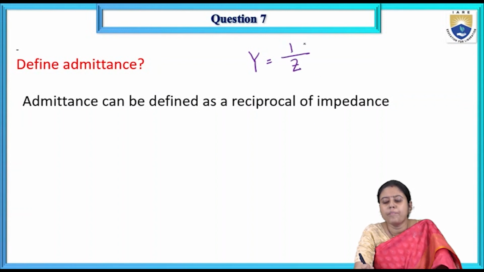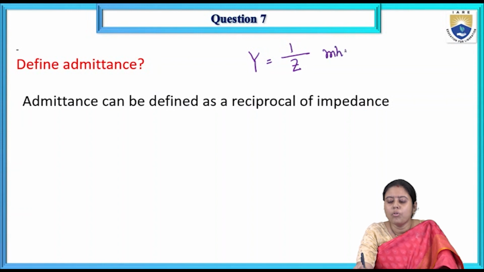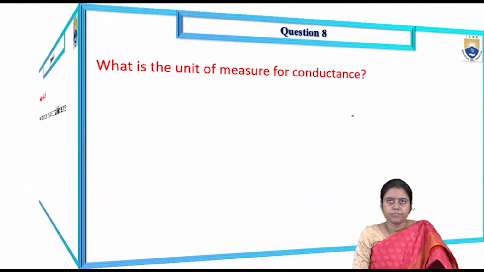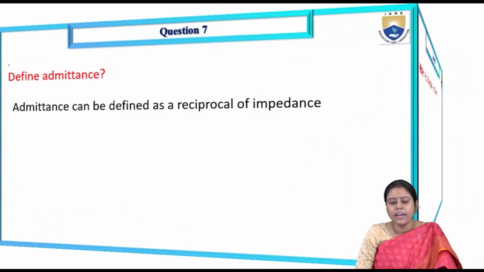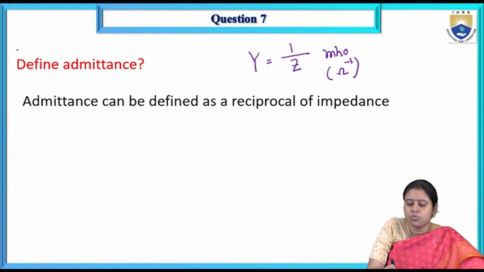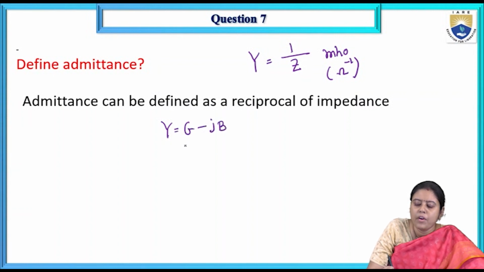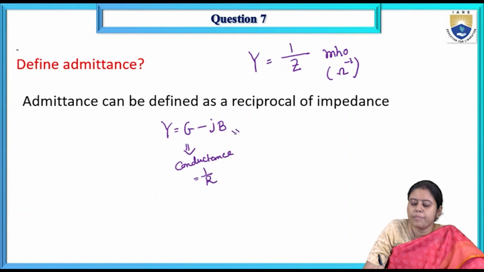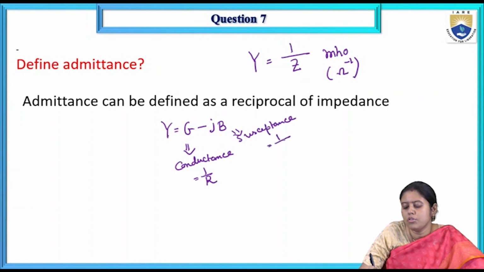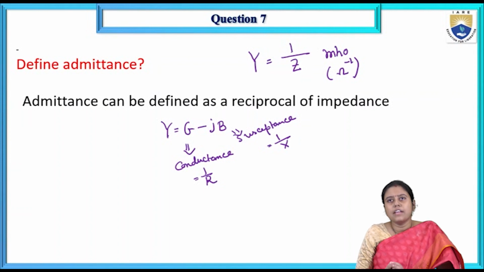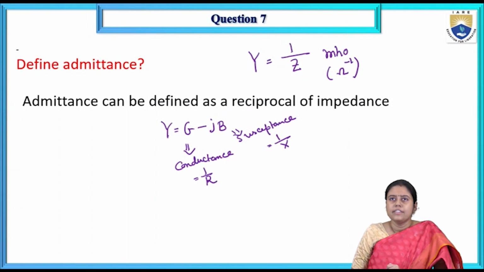And what is the unit of Y? The unit of Y is mho, or sometimes we write ohm inverse, because it is 1 by ohm. And one more thing: admittance has two parts. Y is equal to G minus jB. What is G? G is called the conductance and is equal to 1 by R. What is B? B is called the susceptance, and B is equal to 1 by X. So this is called the admittance of any circuit.